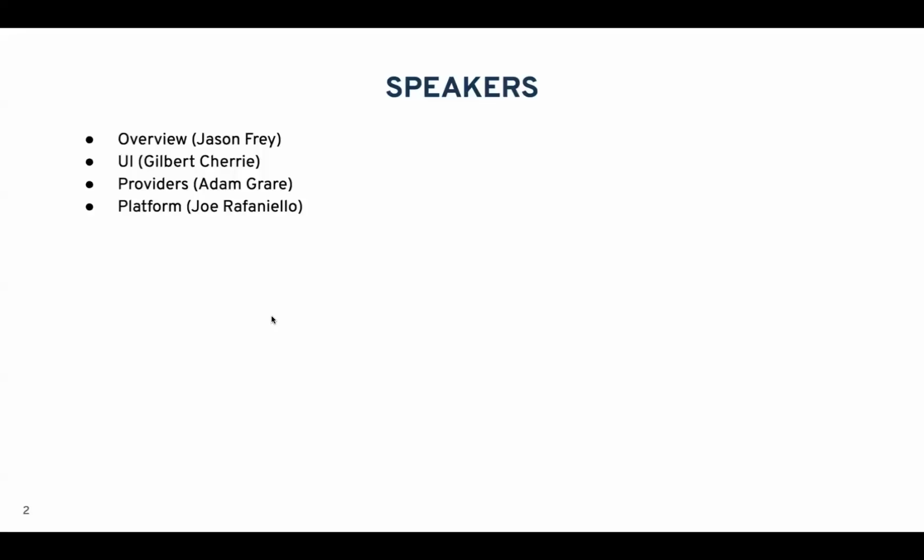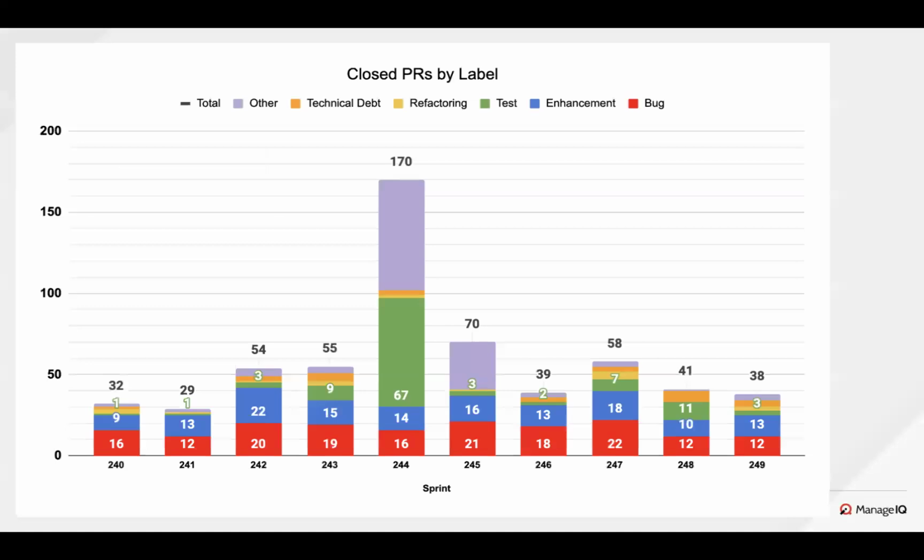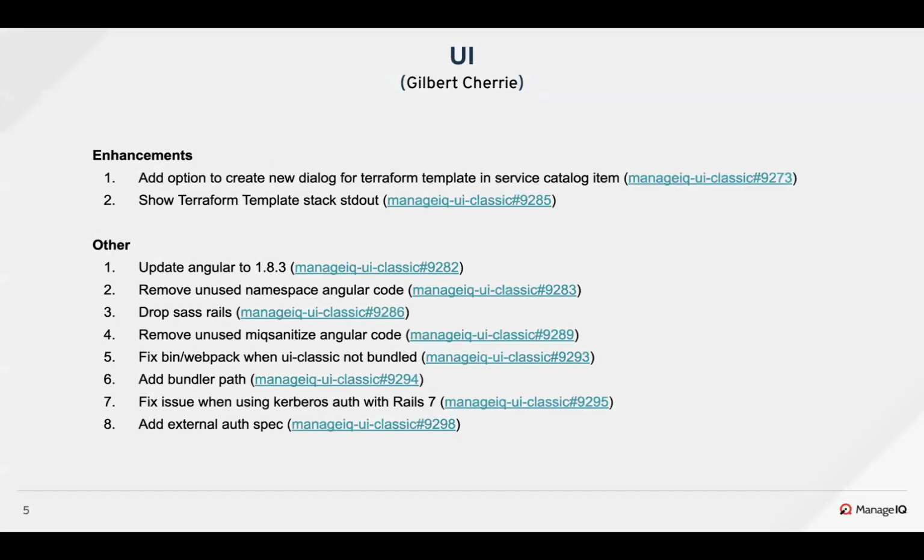Let's get started. We'll start with the overview, Gilbert on the UI, Adam on providers, and Joe on the platform. In this sprint, we had 47 PRs merged, pretty similar to last week, and the spread was pretty similar with 12 bugs, 13 enhancements, and a smattering of the others. And over to Gilbert on the UI.